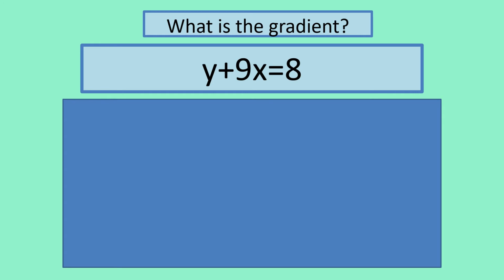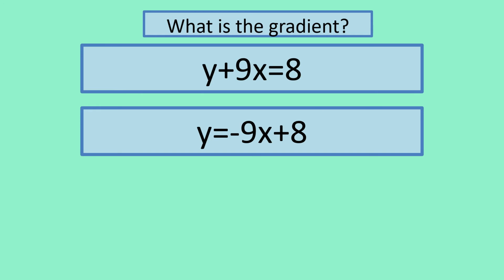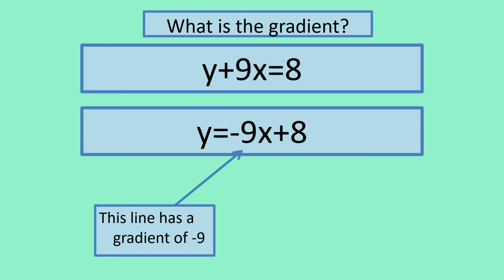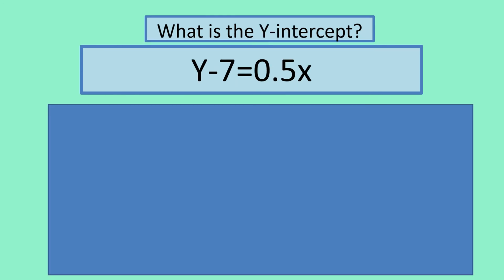So in order to get it to that form, we need to take 9x away from both sides. That is going to give us y equals negative 9x plus 8. And now we can do what we know and just read the number in front of the x, and that is going to give us negative 9 as the gradient of that line, with positive 8 as the y-intercept.